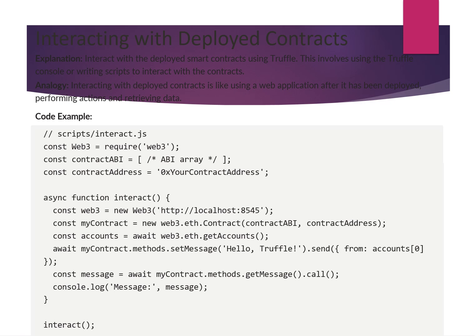Then we make an asynchronous function in which we first connect to the local blockchain, then we create a contract instance, then we retrieve a list of accounts from the blockchain, and then we call the set message function on the contract, and later we call the get message function to retrieve the message. The console.log logs the message to the console.